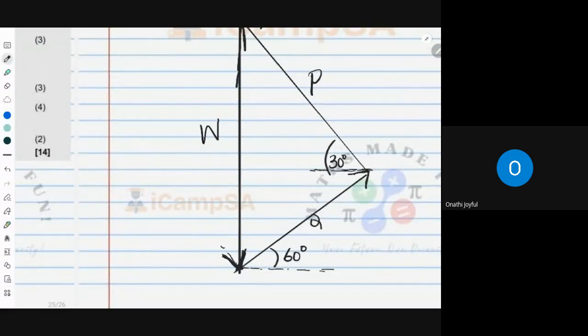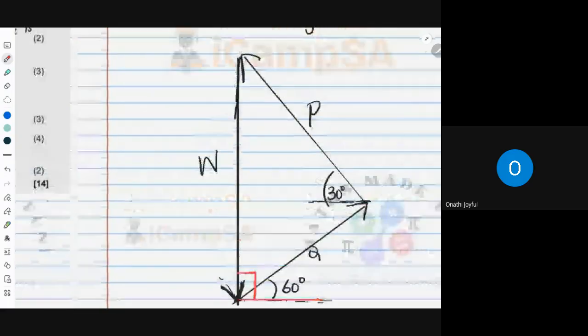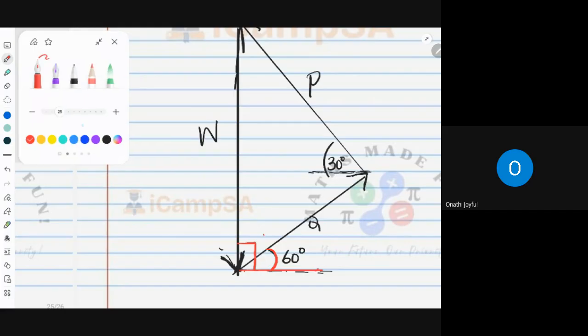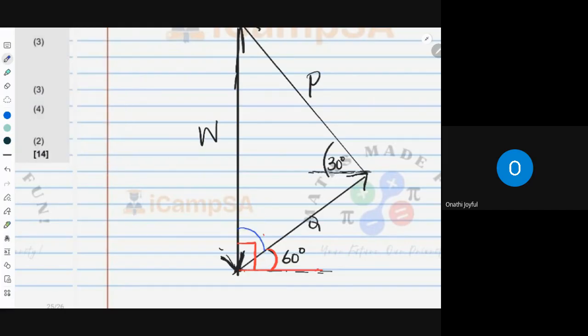If it's going straight down, and I draw a line here, that line will automatically be perpendicular to my vector W. So now I already know this angle, right? How can I find that angle? Can someone tell me? This is the angle I want so that I complete my diagram.